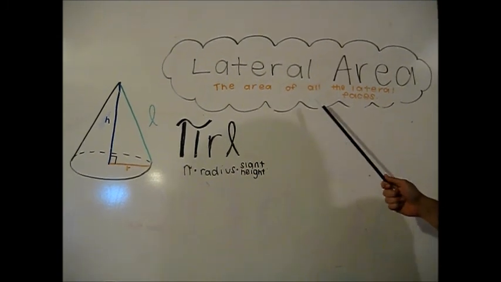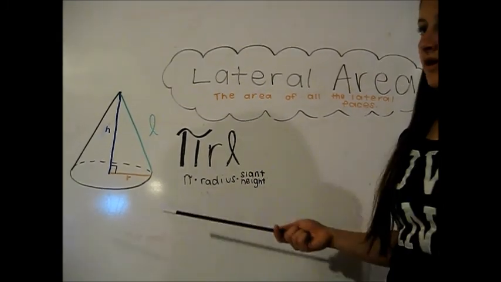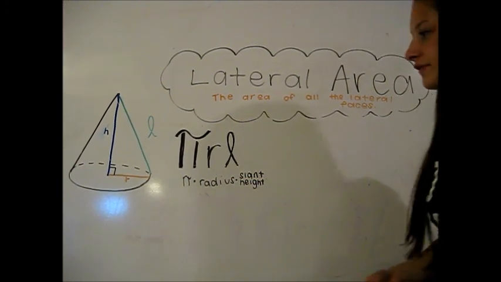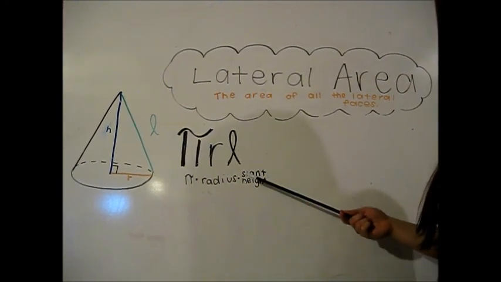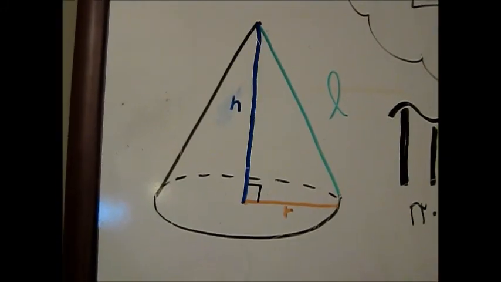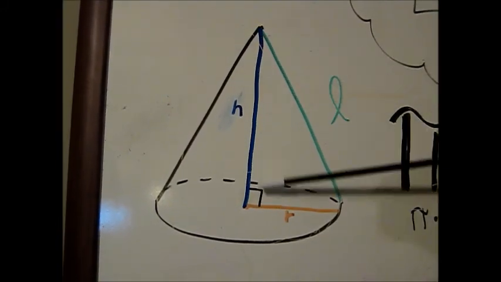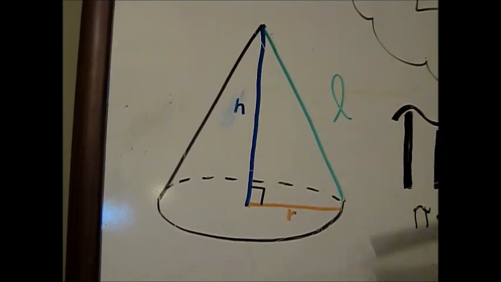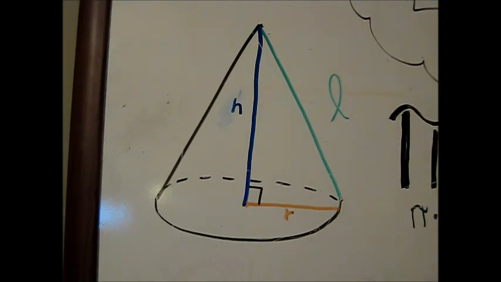Lateral area is the area of all the lateral faces. For example, for the cone, it's everything but the base. The formula for it is pi RL, which also means pi times radius times slant height. In this cone, this is the height, this is the radius, and this is the slant height. It also makes a right triangle.